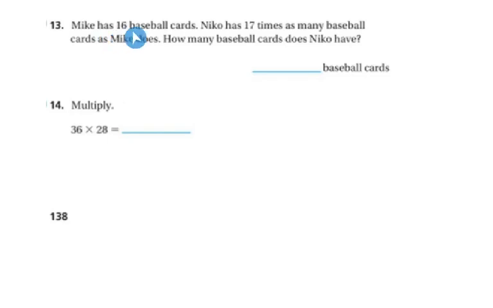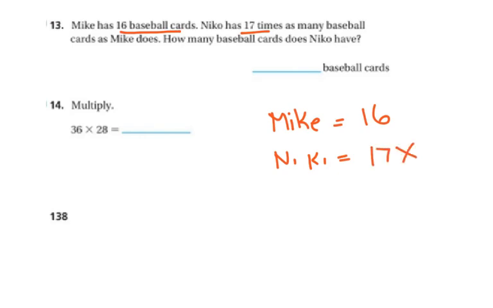Okay, Mike has 16 baseball cards, and Nico has 17 times as many baseball cards as Mike has. How many baseball cards does Nico have? So Mike has 16. And Nico has 17 times as many as Mike. So if Mike has 16, that means Nico has 17 times the 16. So now we're going to solve it out. So we've got 17 times 16.